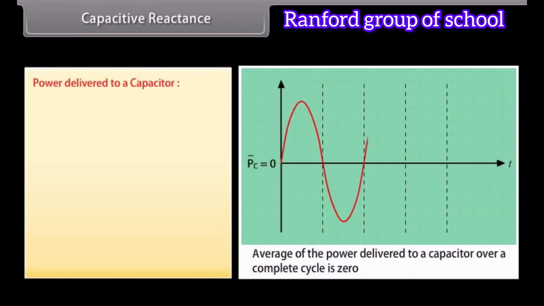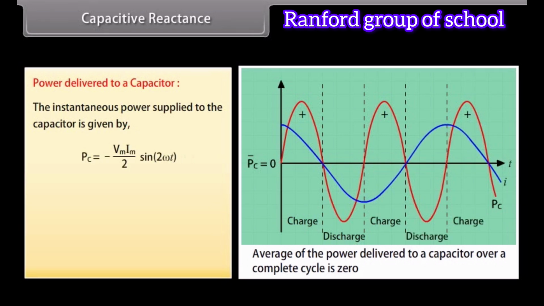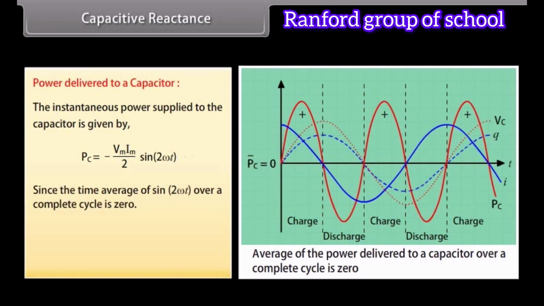Power delivered to a capacitor. The instantaneous power supplied to a capacitor is given by (Vm Im/2) sin 2ωt. Since the time average of sin 2ωt over a complete cycle is 0, the capacitor power is equal to 0.